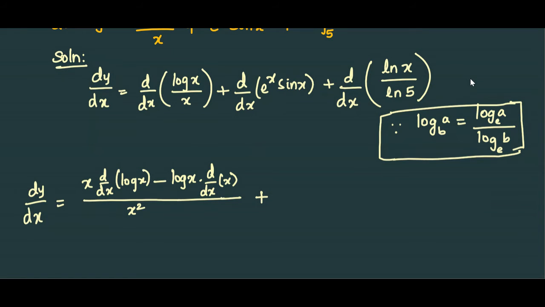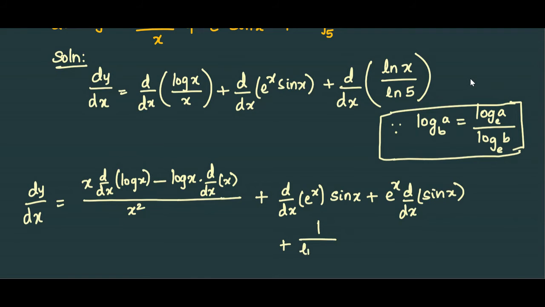The second term of differentiation is u into v. So derivative of u keeping v constant, plus keeping u constant multiplied by derivative of v. Plus, this log 5 to the base e in the denominator of the third term is a constant, so it will come out, and it is the derivative of log x.